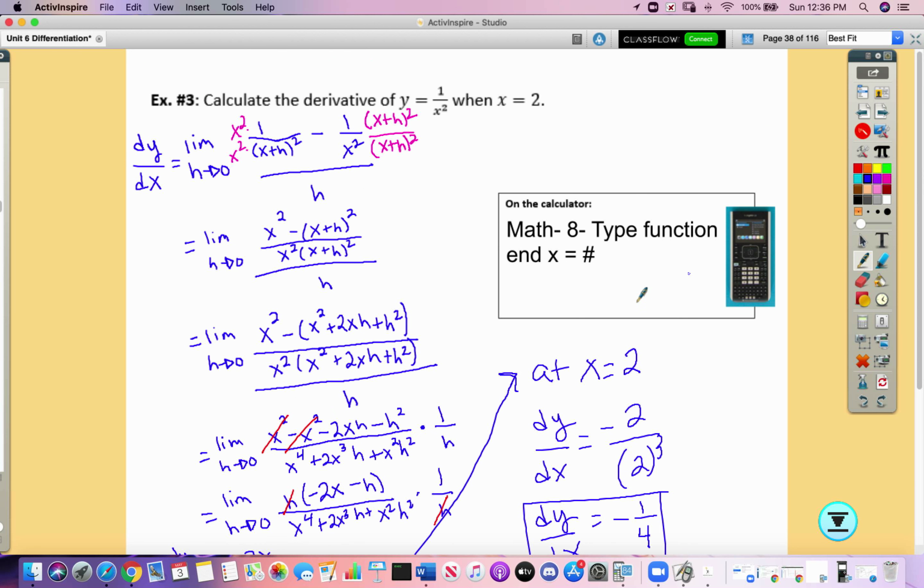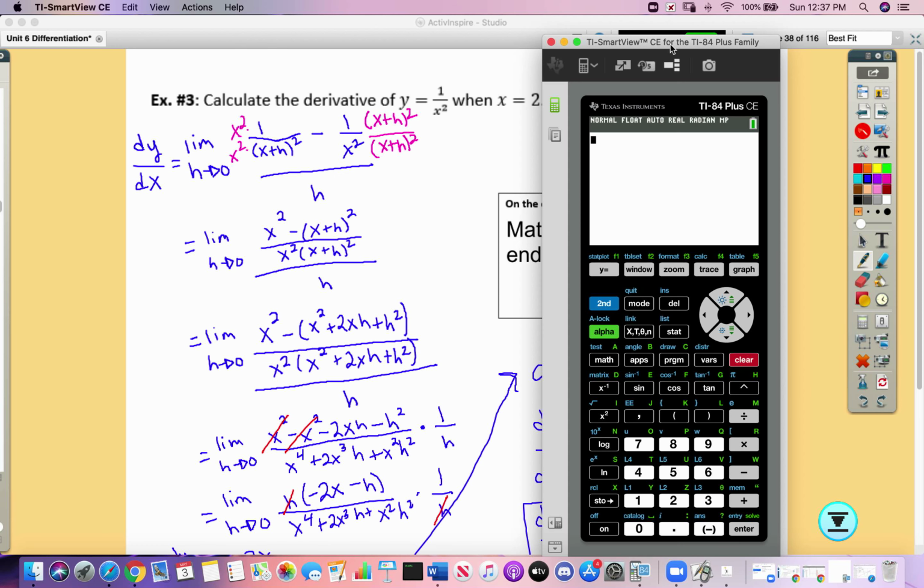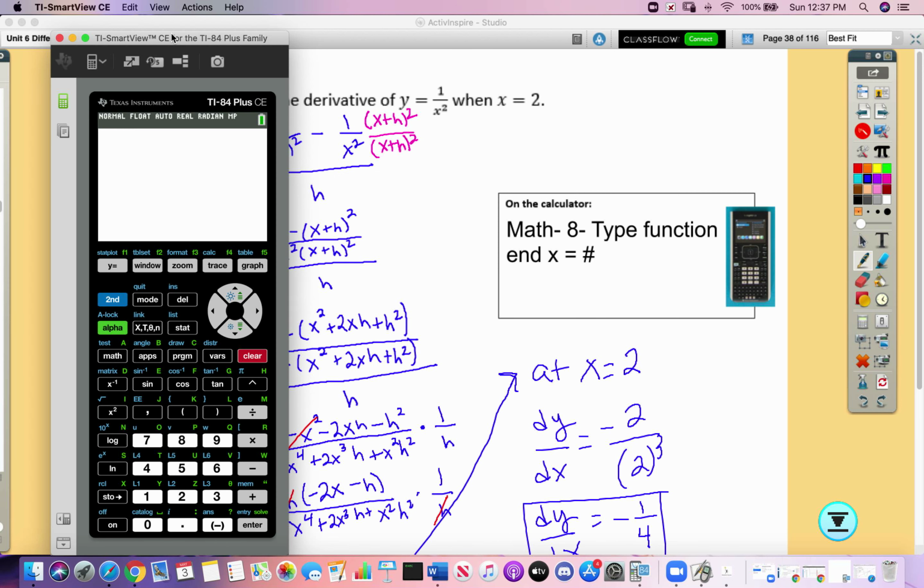Now you might have been wondering this whole time, Mrs. Rajewski, why do you have a picture of a calculator with math 8 and type? What is this? Well, you can actually check your answer on your calculator. So let's go ahead and try that. So bust out your calculator. Turn it on. And I want you to hit math. And option 8 should say something like n-deriv or something like that. So we're going to hit 8 or choose that option.